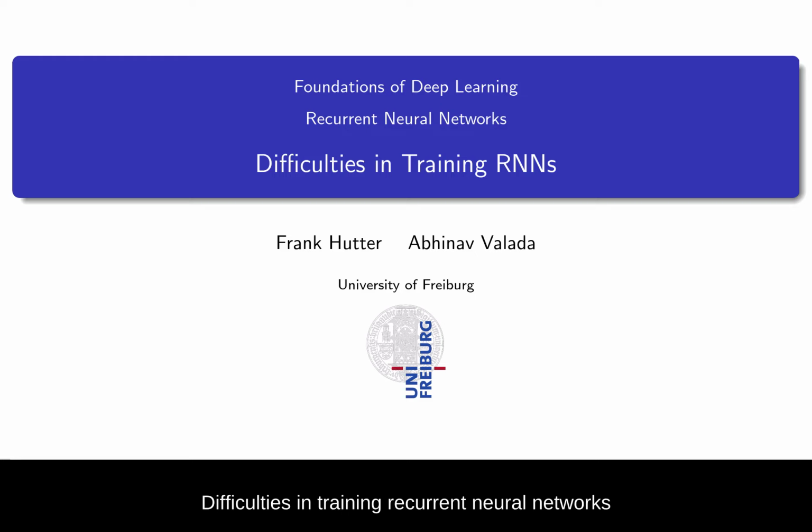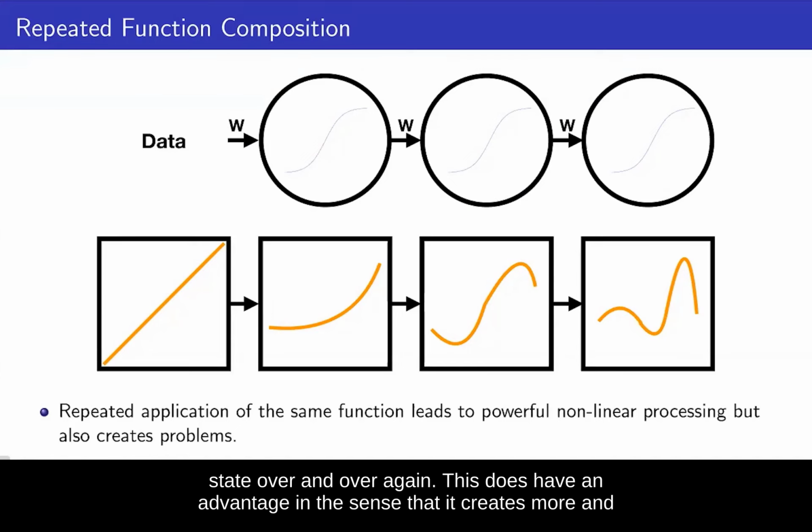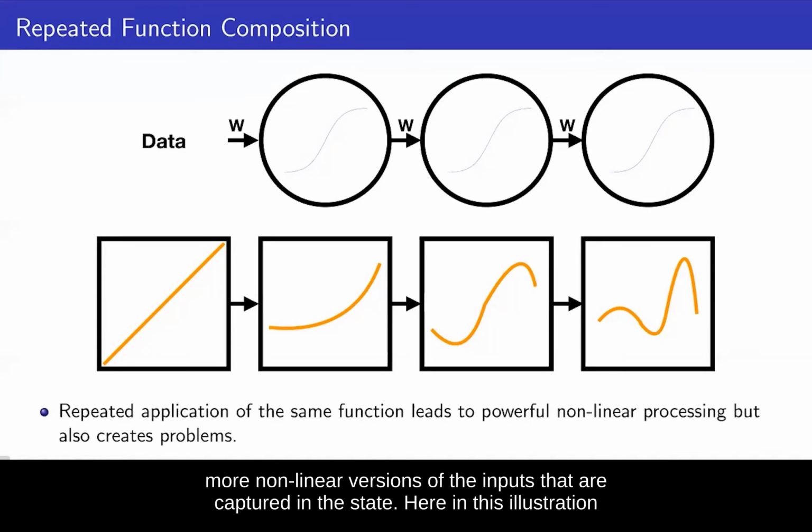Difficulties in training recurrent neural networks. As we discussed, RNNs have this repeated function composition as you apply the same mappings to your state over and over again. This does have an advantage in the sense that it creates more and more nonlinear versions of the inputs that are captured in the state.